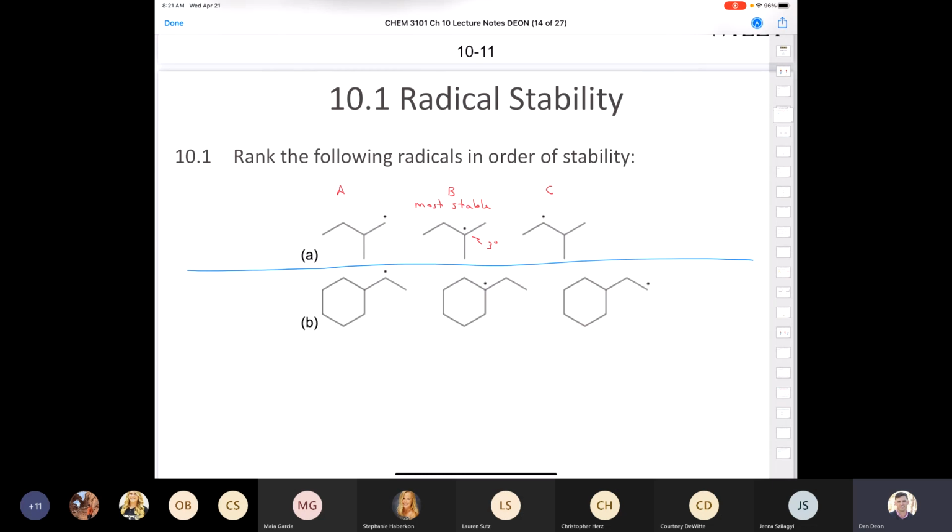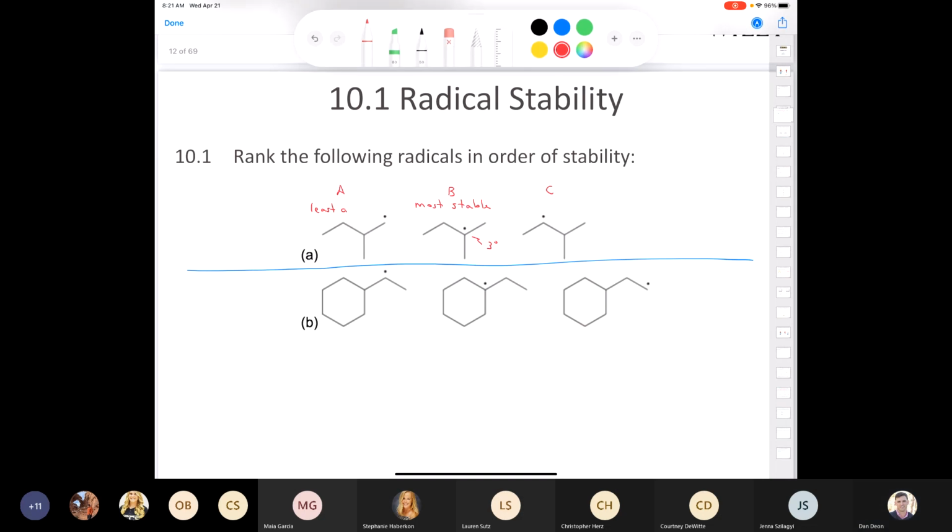Could anybody tell me which one would be the least stable of all of these? Yeah, absolutely. You're all 100% correct. A would be the least stable. Least stable. And why? Because it is primary, right? C is secondary, so it's going to be somewhere in the middle.